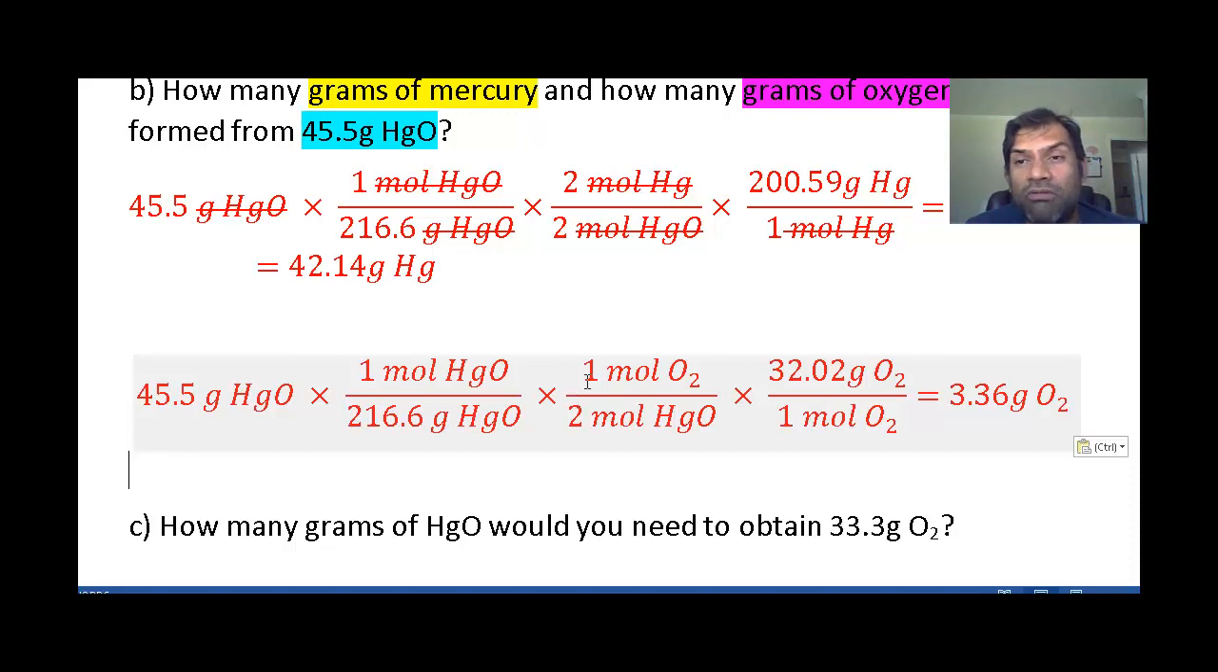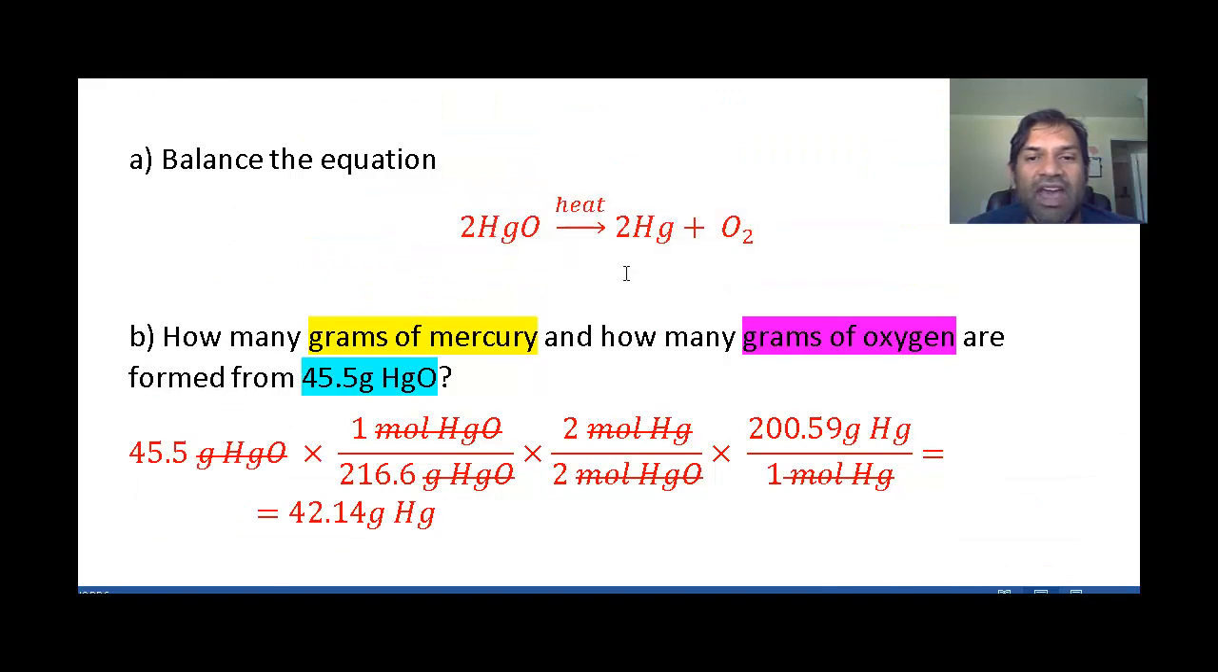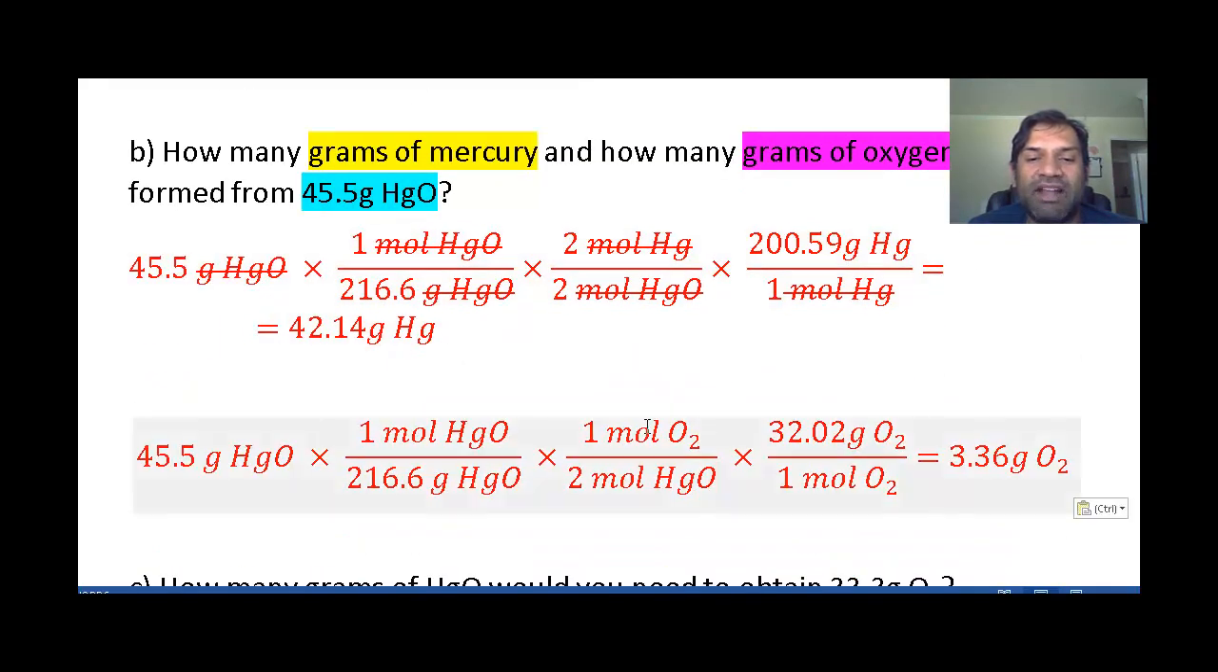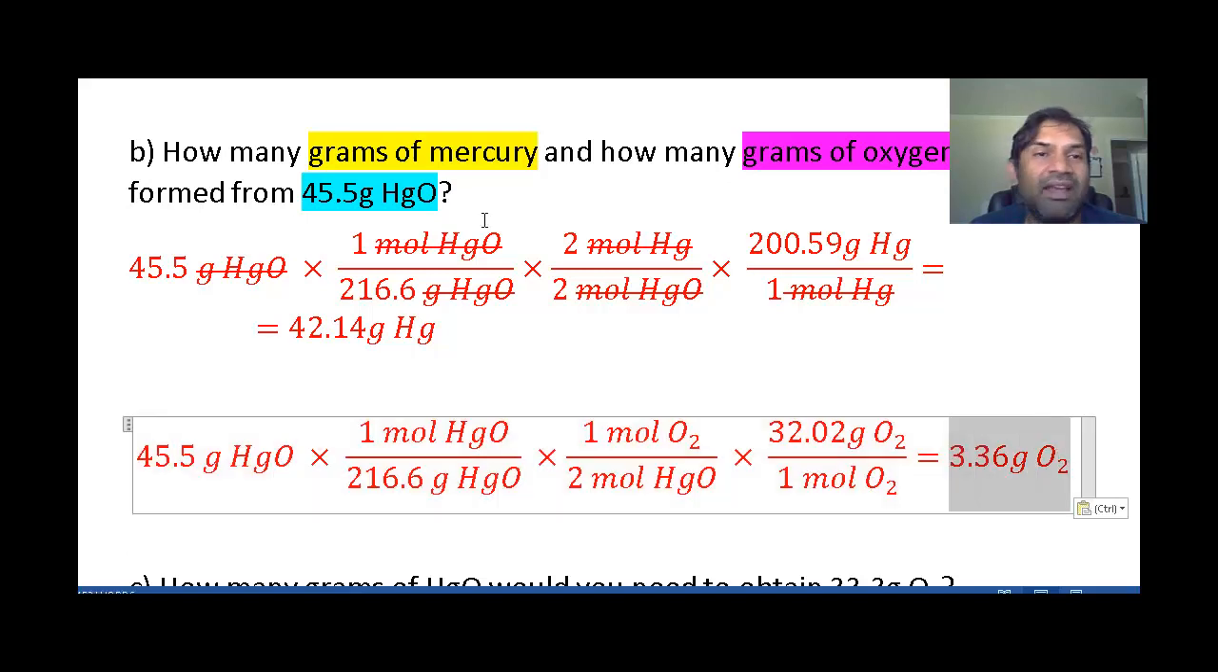And then use the mole-mole relationship. So for every 2 moles of HgO, we have 1 mole of O2, and that's shown here. And we know that for every 1 mole of O2, there are 32.02 grams of O2. So remember, it's not 16. We have 2 atoms of oxygen in O2, so it's going to be 16 times 2, which is about, from your periodic table, 32.02 grams of oxygen. So using that, I'm getting an answer in my calculator, and again, double check my work, of about 3.36 grams of oxygen gas liberated.